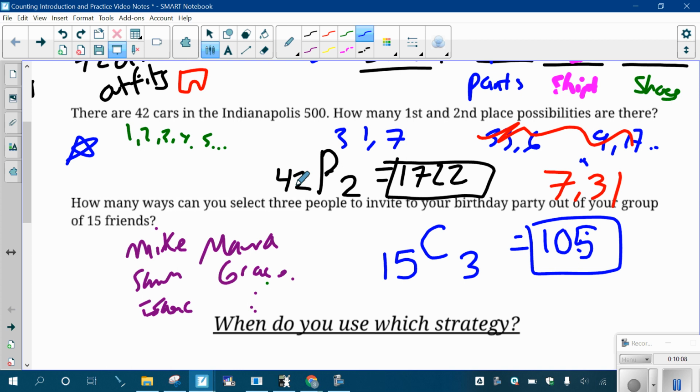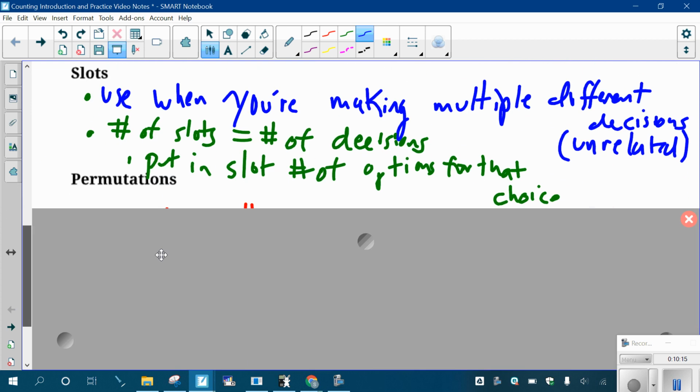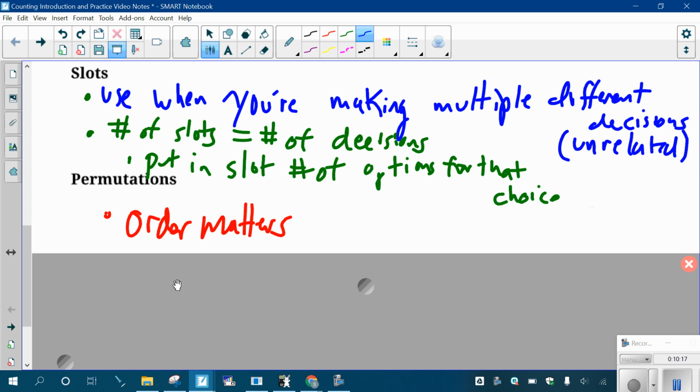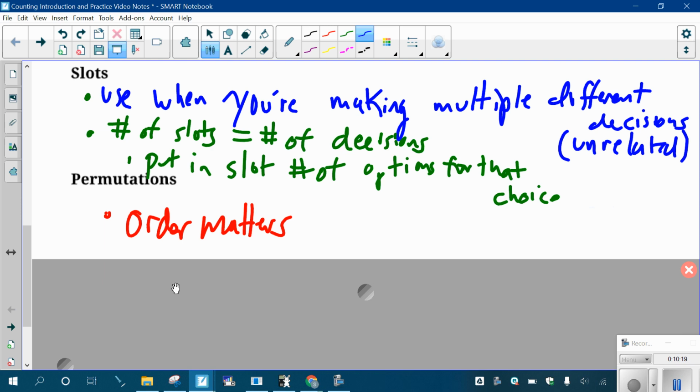So when the order that you pick the things in matters, you need to use a permutation. Okay? And that's what you'll hear people say. Use a P, a permutation, when the order that you're selecting the things in matters.